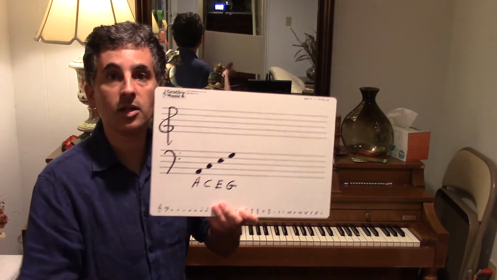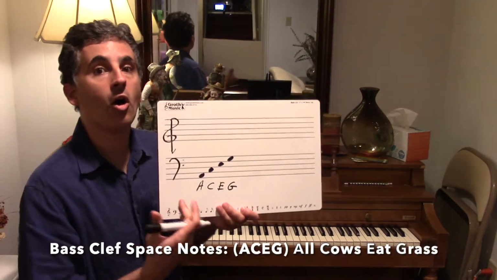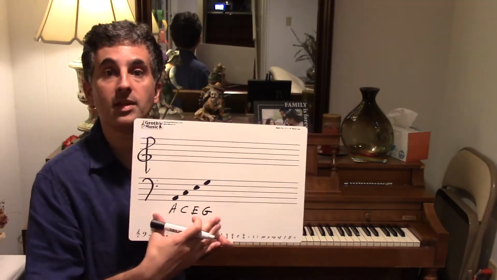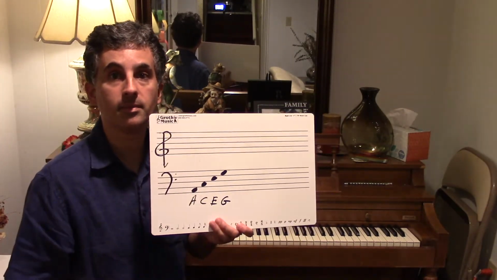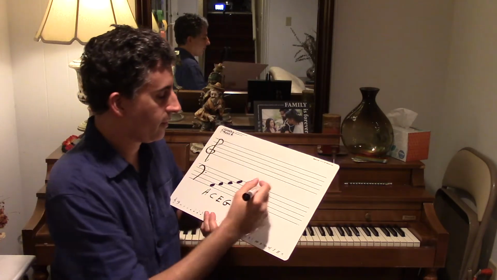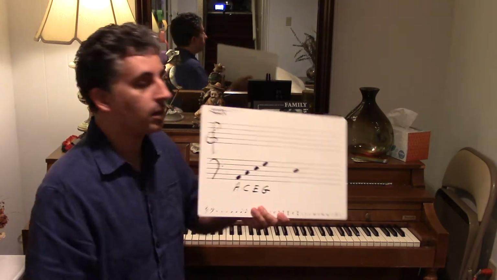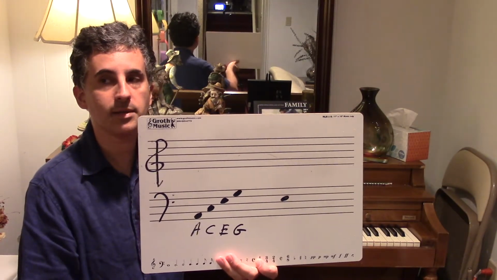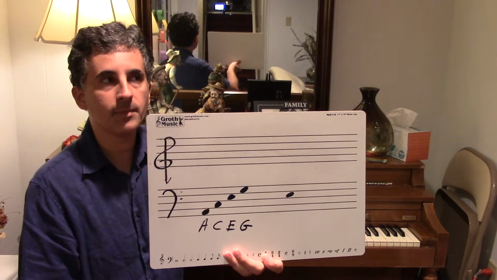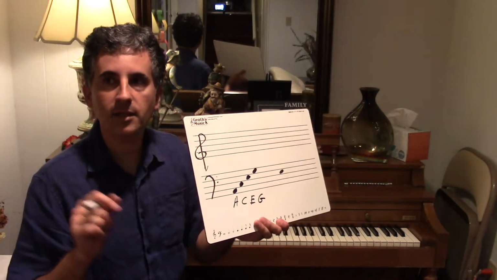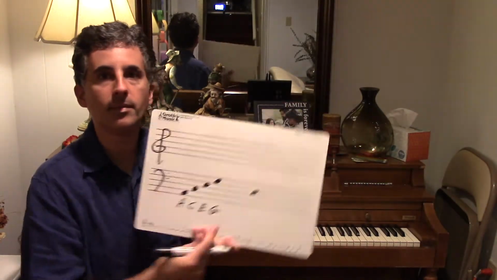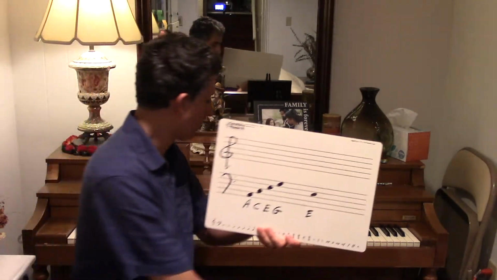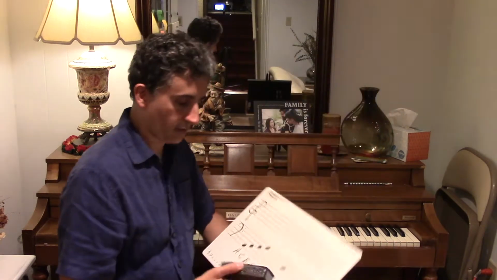A, C, E, G. Okay, what's a good acronym? All cows eat grass. All right, so this is a great way to remember these notes. All cows eat grass. All right, so you're in the bass clef, you see a note in the space over here. Okay, you might not be able to identify it right away. You could say, oh, I don't know what that note is. But you say, okay, oh, wait a second. For the bass clef space notes, it's all cows eat grass. Boom! I can figure out that that is E. All right? So that is how you figure out those notes.